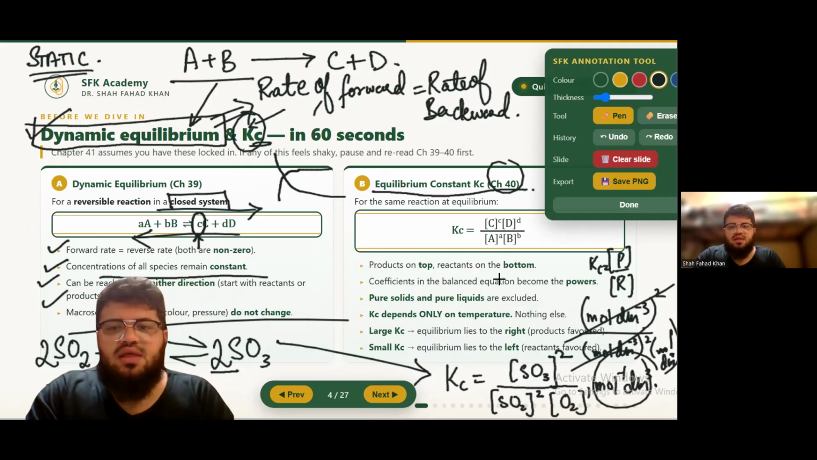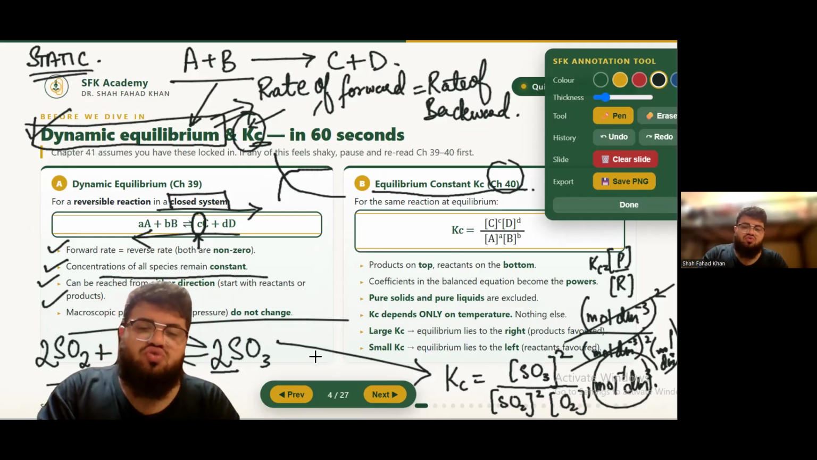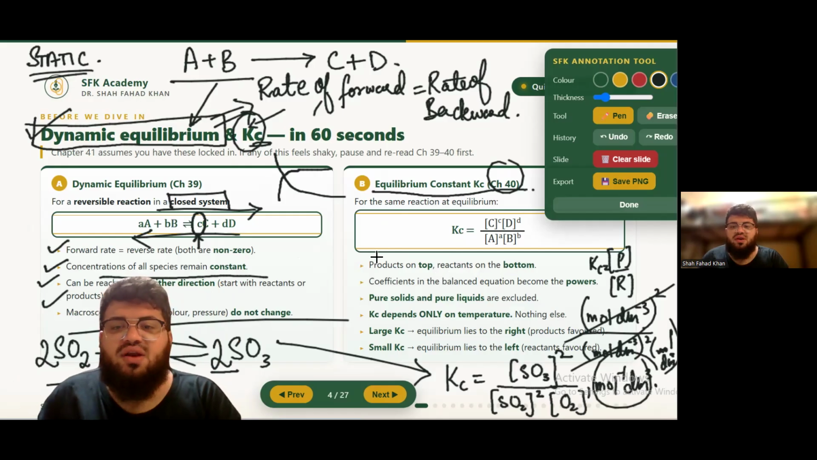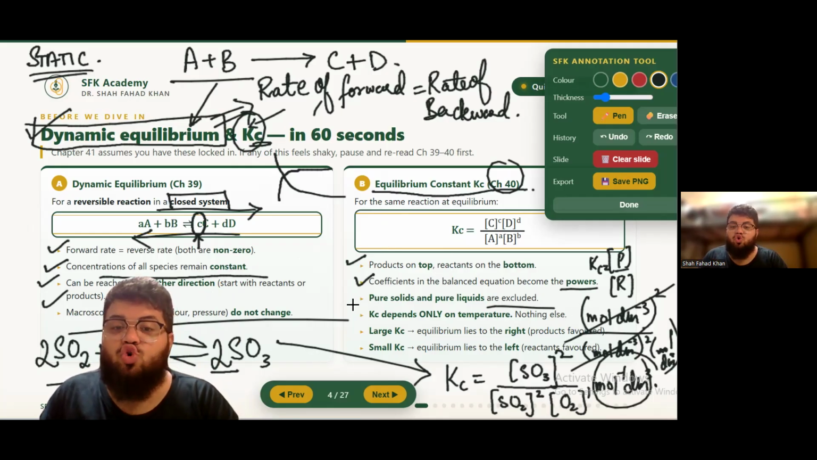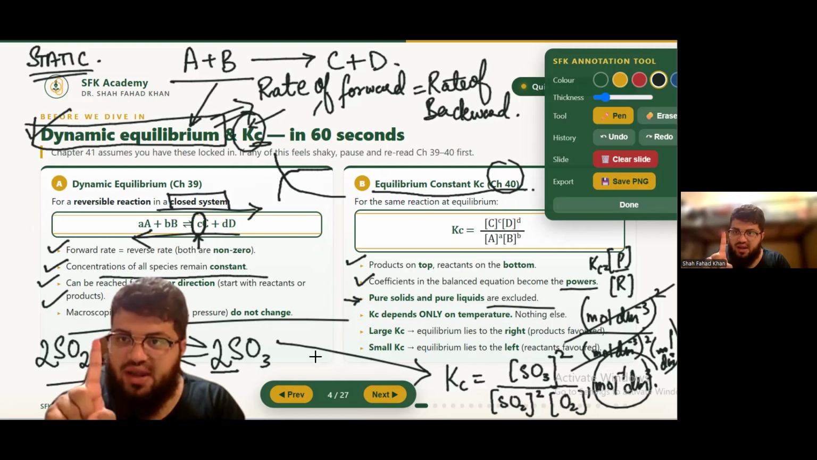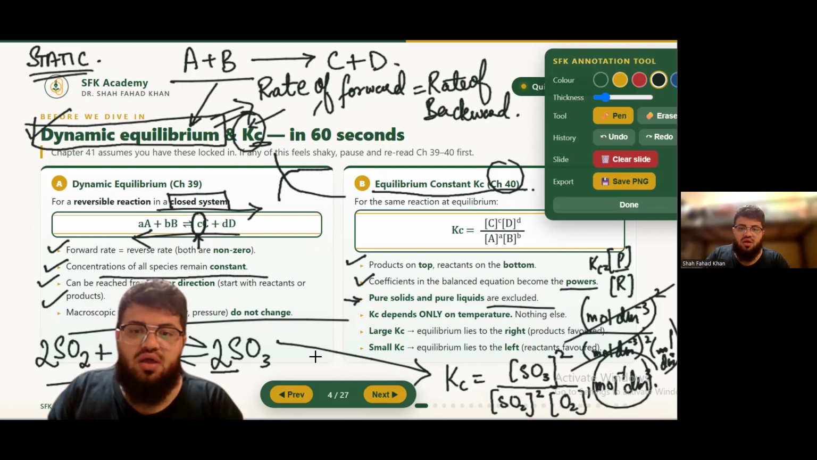Okay. So let's go through the bullet points quickly. Product on top, reactant at the bottom. That's a very important fact. Coefficients in the balanced equation become the powers, meaning the stoichiometric ratios basically. Remember, the equation has to be balanced. Pure solids and pure liquids are excluded. We generally take the concentration as 1. That's why they are excluded, because even if we place 1 over here or we don't place 1, it doesn't really matter. It's the same thing.